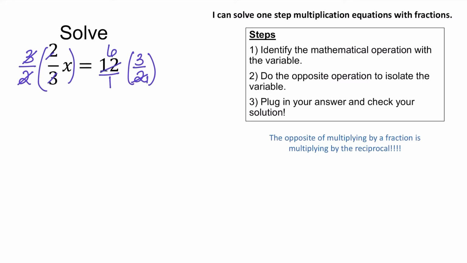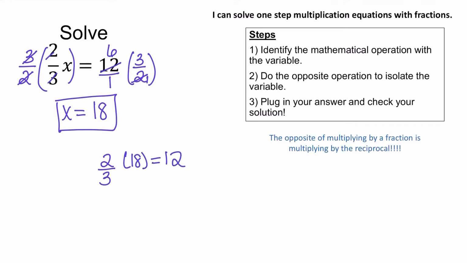So let's multiply what we have left out. On the left side, all we have is an x. The right side, we have 6 times 3, which is 18. So x equals 18 is our answer. Let's plug it back in and check our solution. So we have 2 over 3 times 18, and we're verifying whether that equals 12. So we'll put this 18 over 1. 3 and 18 have a common factor, so this will reduce to 6. 2 times 6 does equal 12, so that gives us 12 over 1, which is 12, and so our solution is correct.